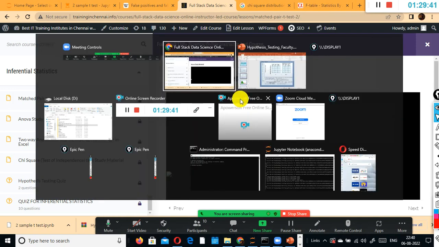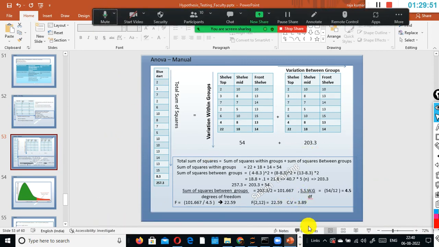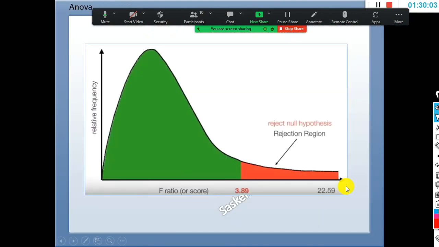Okay, I will show you in tomorrow's session. So you will have something called numerator degrees of freedom and the denominator degrees of freedom. At the intersection you will find 3.89. This is my critical value, okay. And here, what is the F statistic value? 22.59. Now we need to check whether 22.59 is greater than 3.89 or less than 3.89.